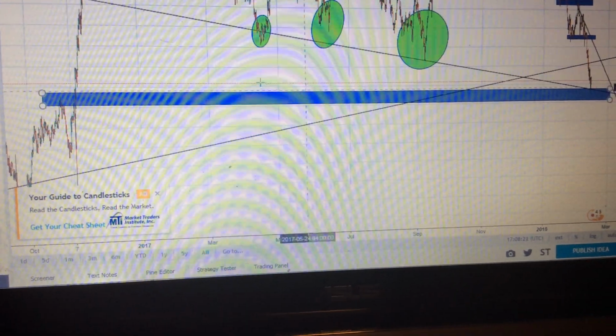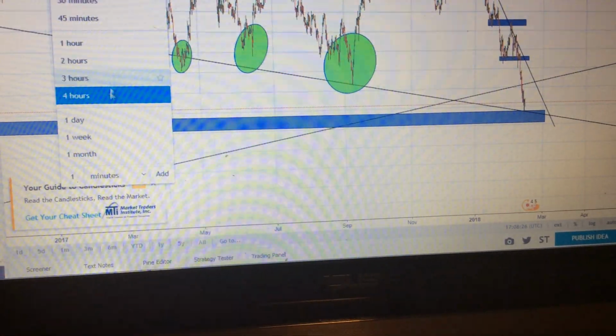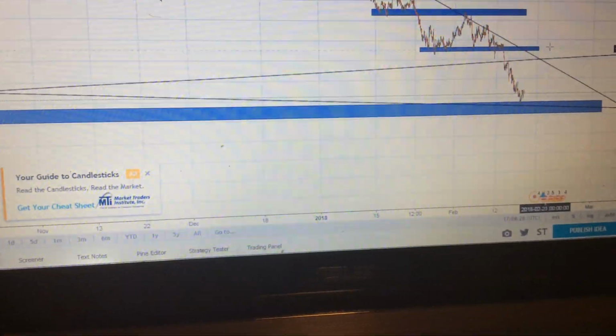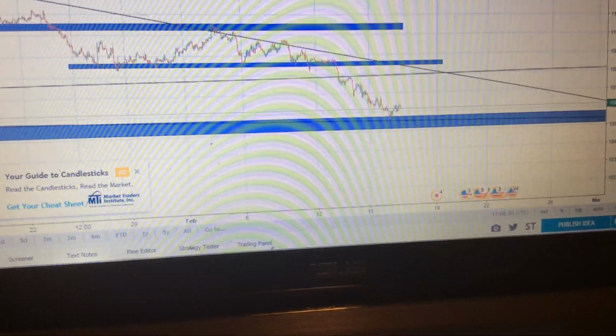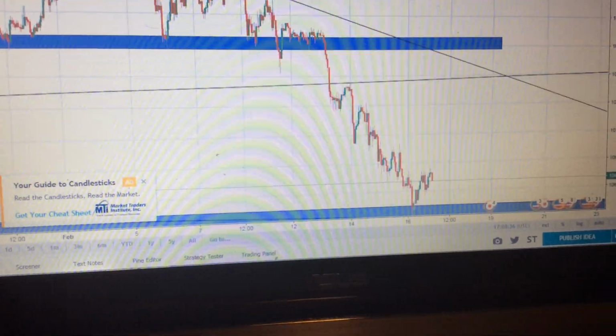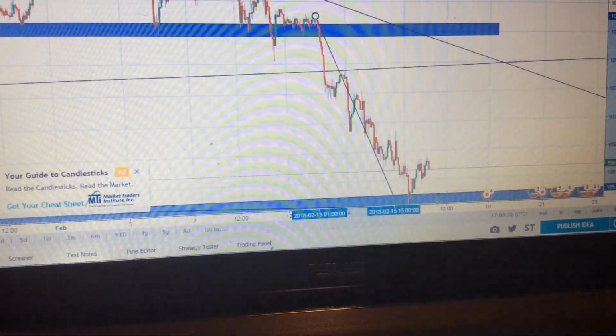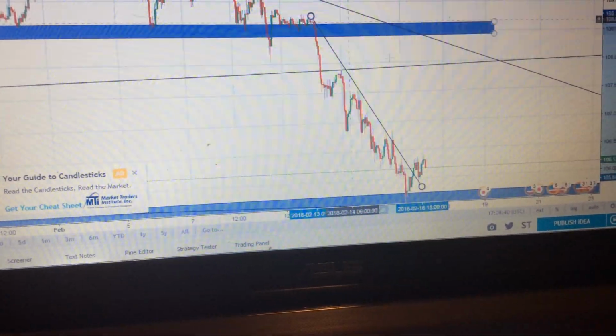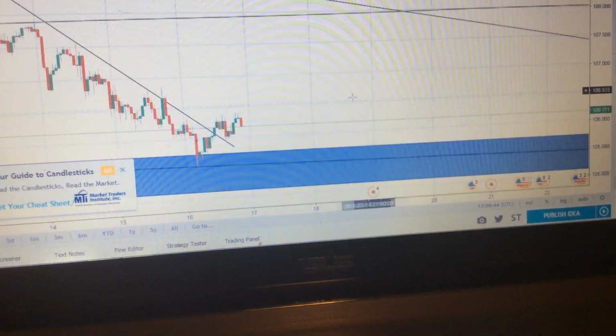So let's look for something happening in that time right there. All right, so back to the 1-hour chart. Here on the 1-hour chart, let's see if we can find a trend line break, which would kind of be right there. You know, trend line break, retest.